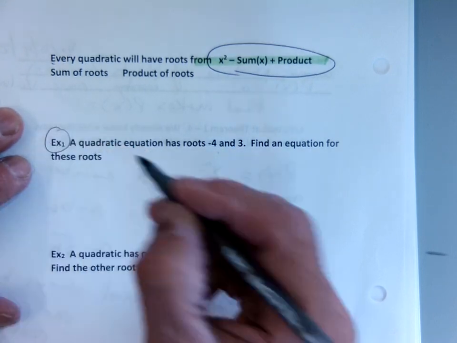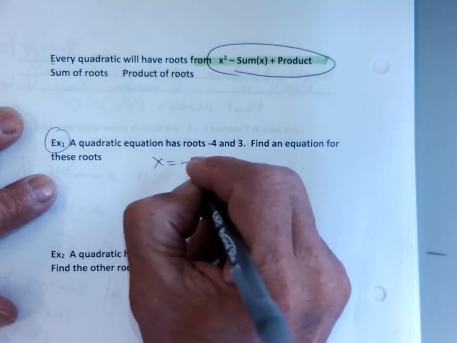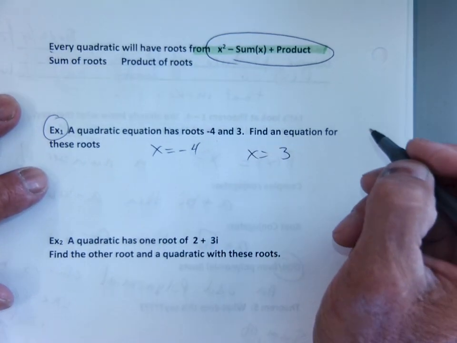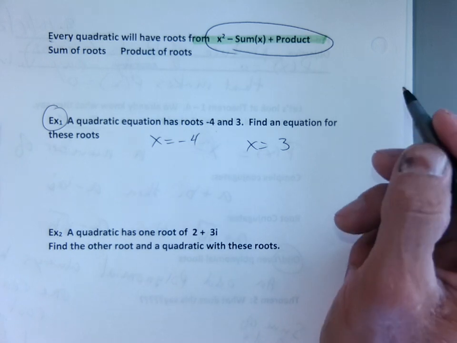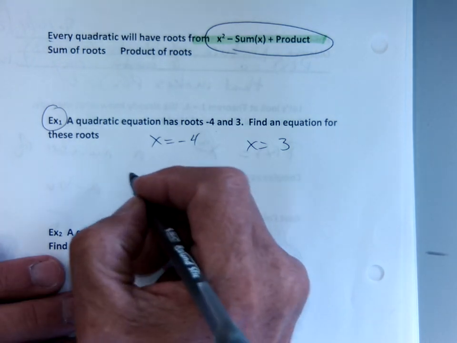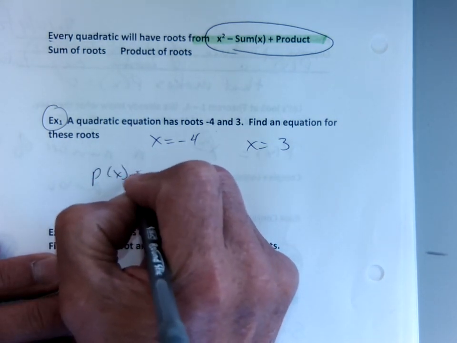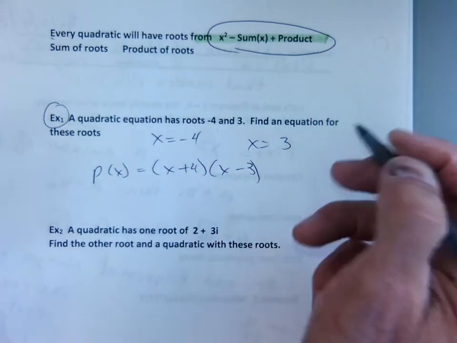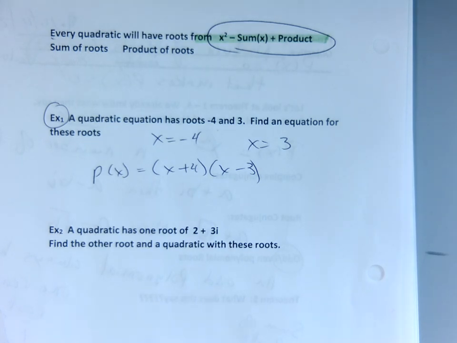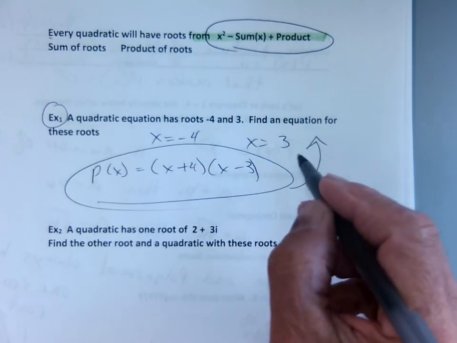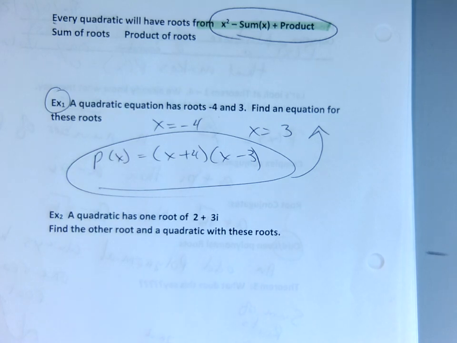So example 1, if x equals -4 is an answer, and if x equals 3 is an answer. Now it says find an equation of a quadratic, because there could be lots of them, but one of them could be as simple as p of x equals x plus 4 times x minus 3. I mean, these numbers came from our equation. If there's zeros, then we would have set it equal to 0 and solved. Okay, thumbs up on how this equation can generate these two zeros. Does that make sense? Okay.